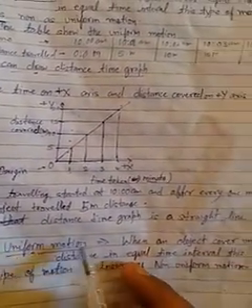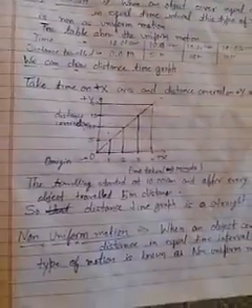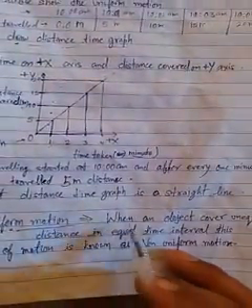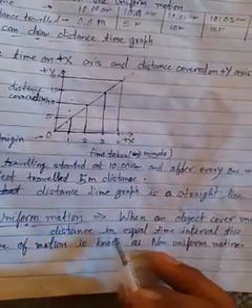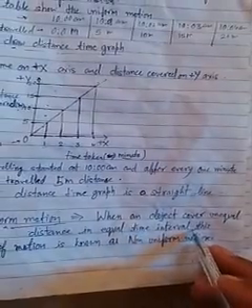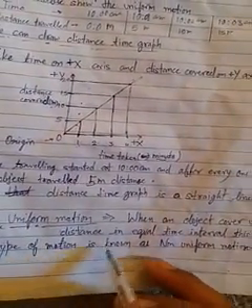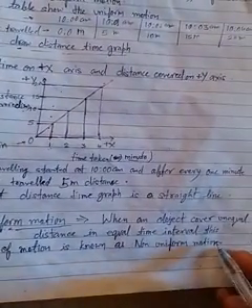Non-uniform motion. The next kind of motion is non-uniform motion. When an object covers unequal distance in equal time interval, this type of motion is known as non-uniform motion.